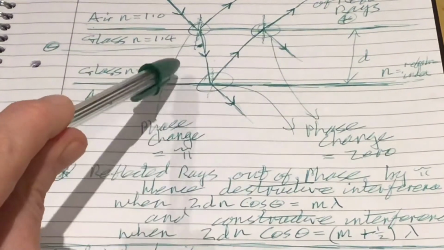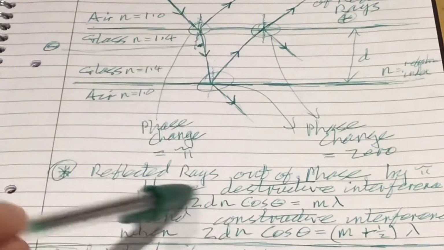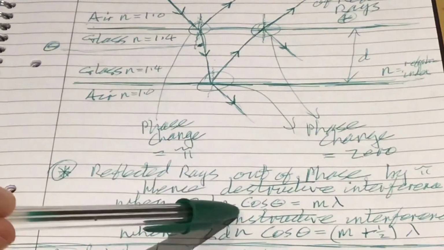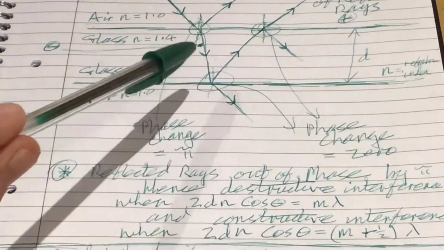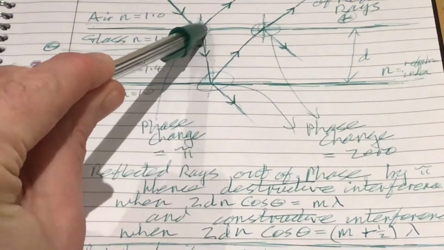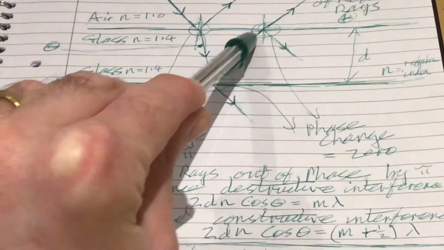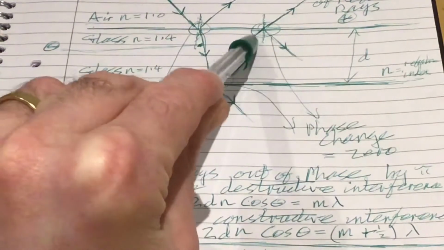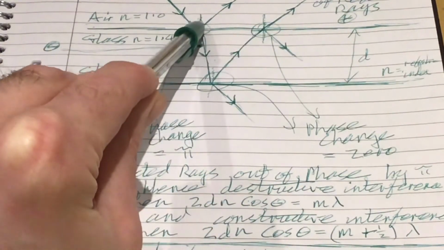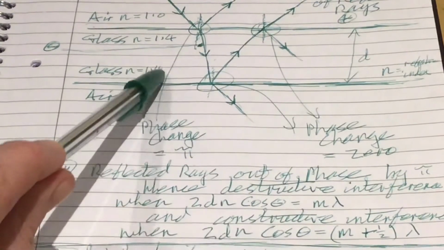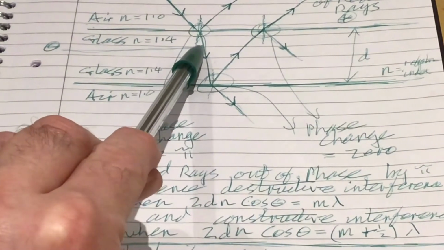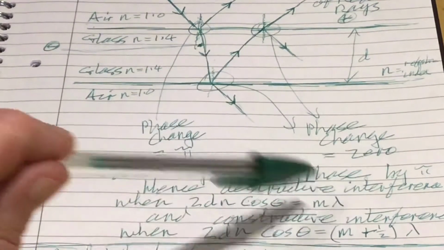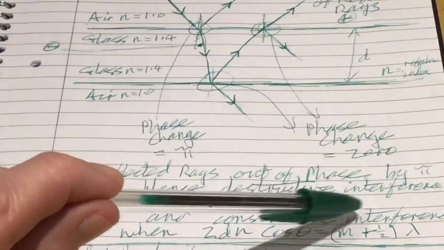So 2d is twice the thickness of the glass, n is the refractive index of the glass, so our 2dn is simply the optical path that this light has travelled through the glass. In other words, how much further this ray of light has travelled in comparison to this ray of light. Cos theta, well, it is at an angle, and there's the angle theta between the normal and the refracted ray of light, and m lambda because it's destructive interference.